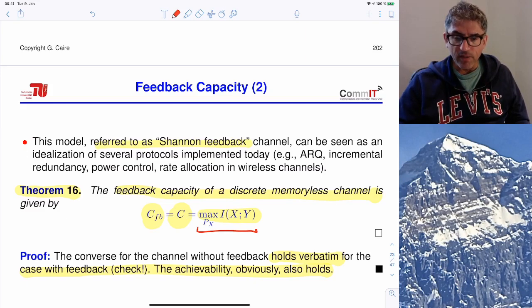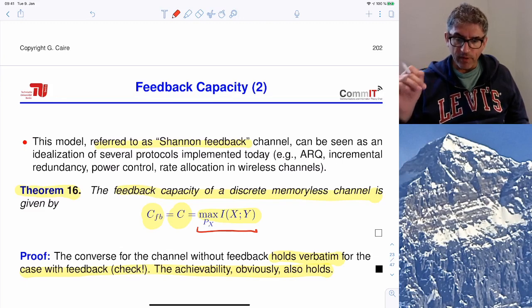So what is the benefit of feedback for memoryless channels? Well, it turns out that for memoryless channels, feedback does something very nice, which is that it improves reliability. So it improves the behavior of the probability of error for finite n.